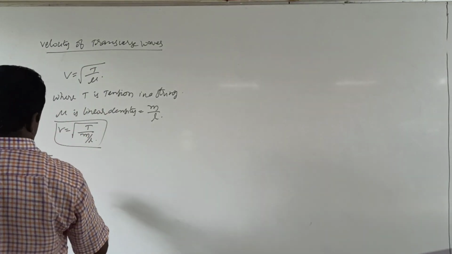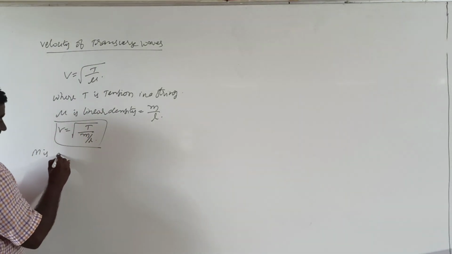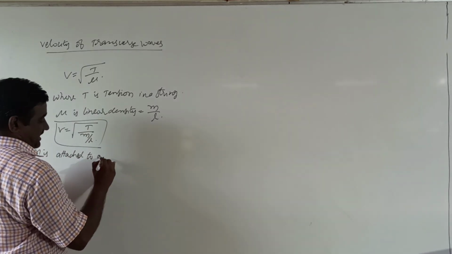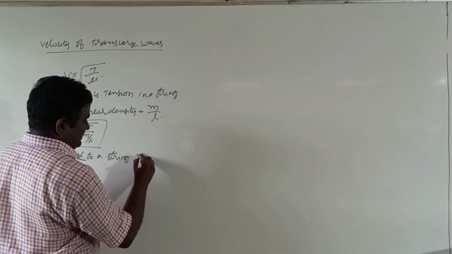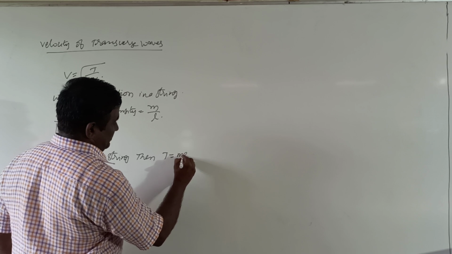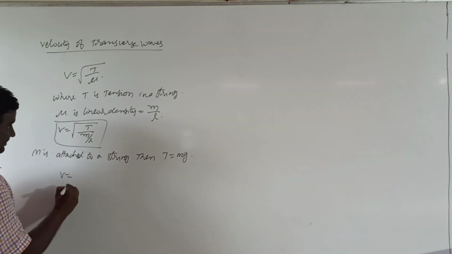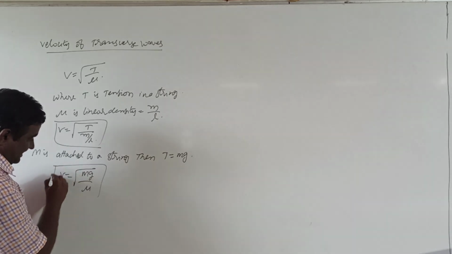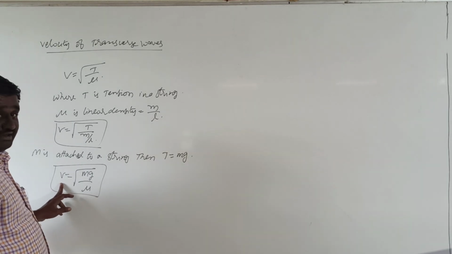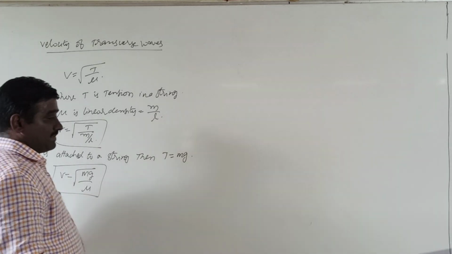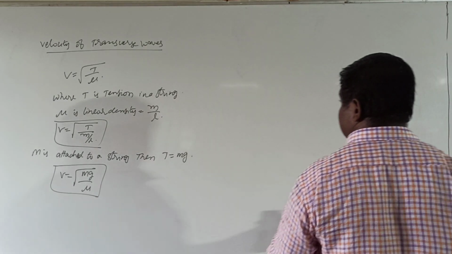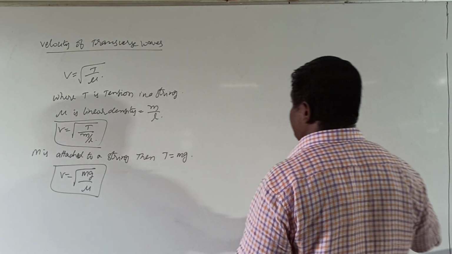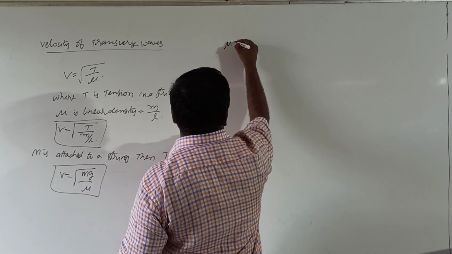If a mass m is attached to a string, then tension T equal to mg, then v equal to root over mg by mu. This is the equation of velocity of a transverse wave in a string. Linear density mu equal to mass by length.